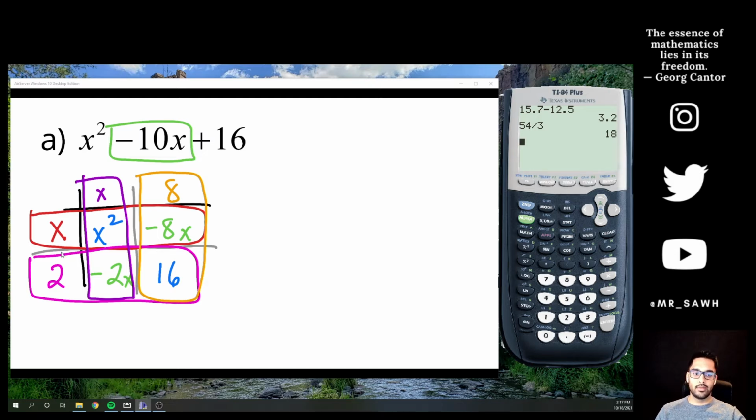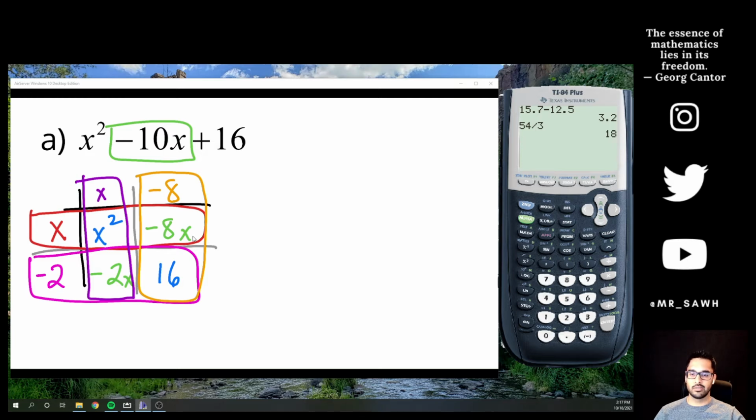Now I can go around and check if this actually works out. If I take my pink 2 and my orange 8 and multiply them, I get my blue 16. But the problem is the x in purple across the top and the pink 2 on the left side don't multiply to give me negative 2x, they give me positive. So my pink 2 actually has to be a negative 2, and by the same logic, the 8 has to be a negative as well in order to make the negative signs work out. The numbers don't change, but now everything multiplies out to what it's supposed to.